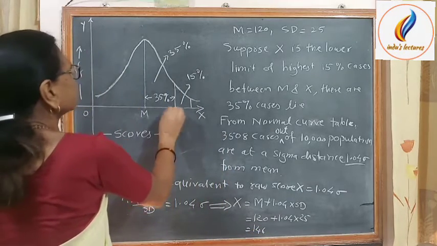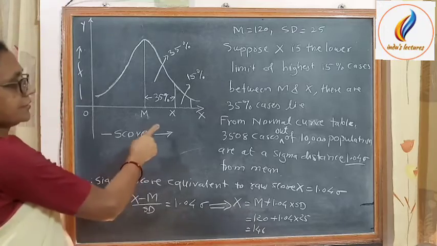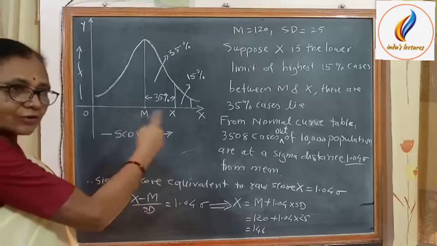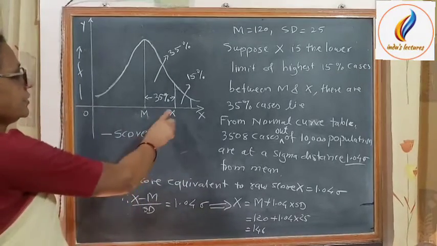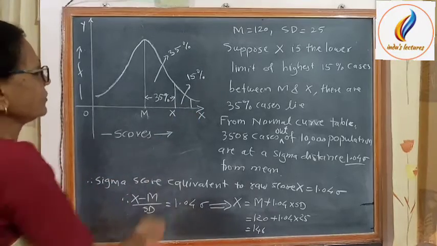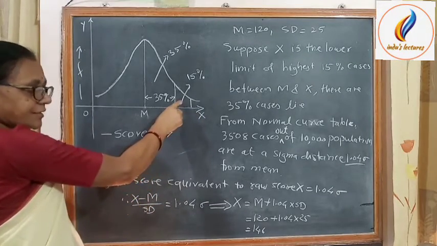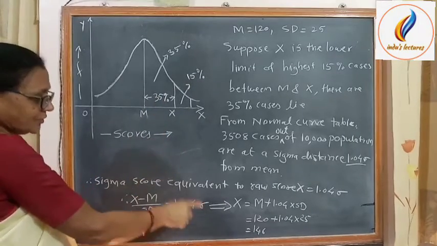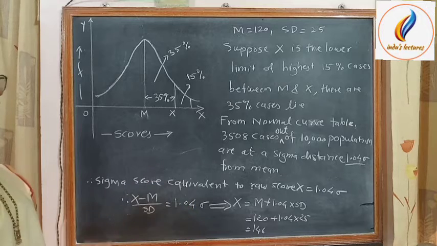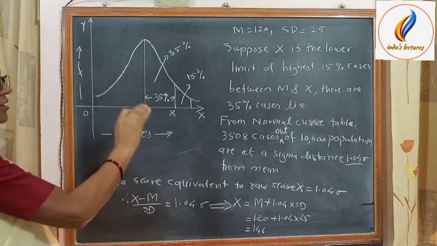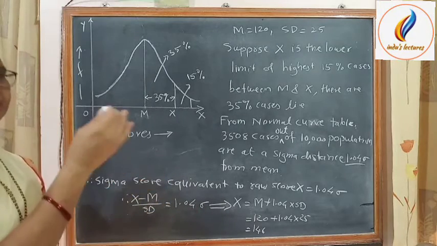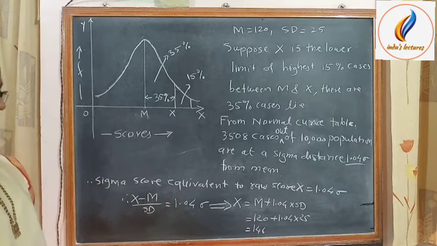That means this score is 146 and it is at a distance of 1.04 sigma from the mean, to the right side of the mean, because we have to find the score limit of the highest 15% cases. Now one limit of the highest 15% is x, that means 146, and the other limit is the highest score in the distribution. That means the limits of the highest 15% cases are 146 and the highest score in the distribution.